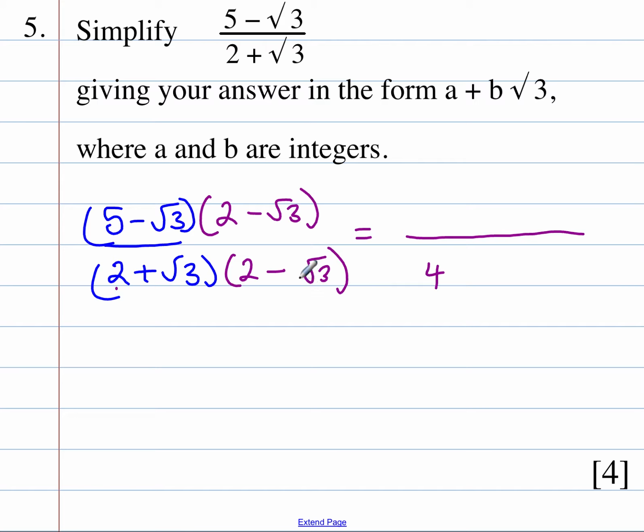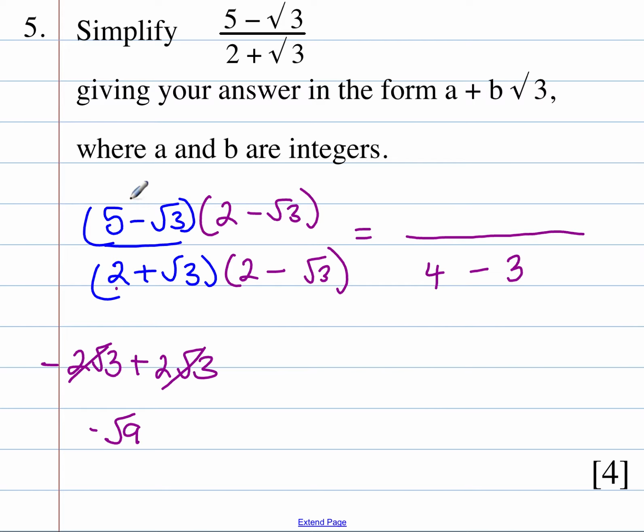2 times root 3 is actually negative root 3. So I'm going to write this over here. When I multiply this out, this gives me a positive 2 root 3, and that will create an elimination. So that will disappear. And I'm just left with root 3 times root 3, which is minus root 9, if I'm considering the positive times the negative. And therefore that will give me that minus 3 that I'm getting over here.